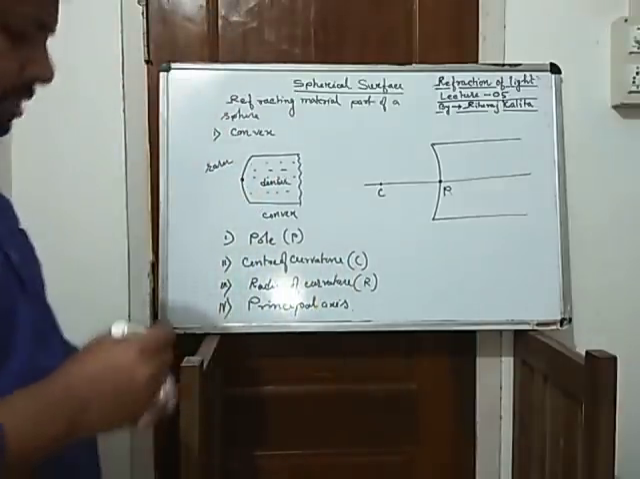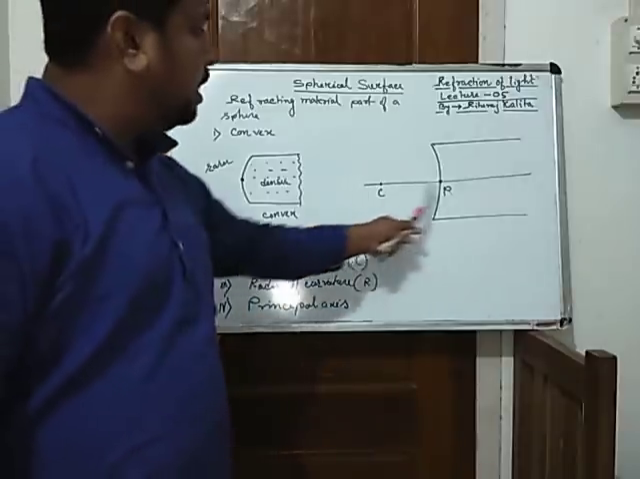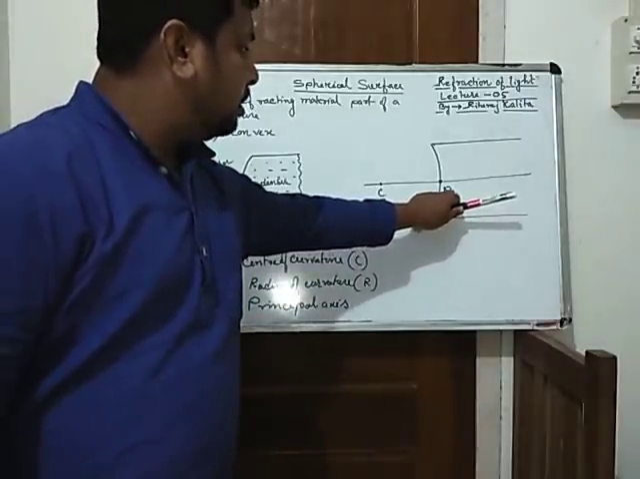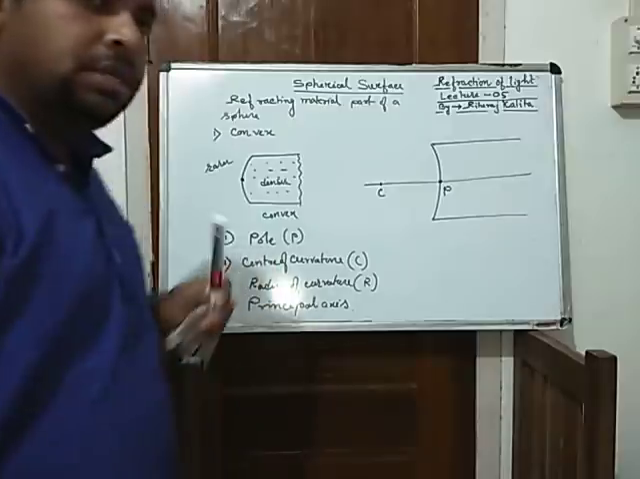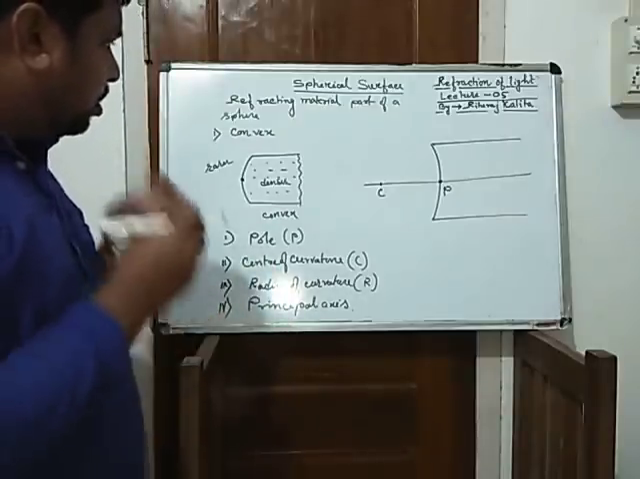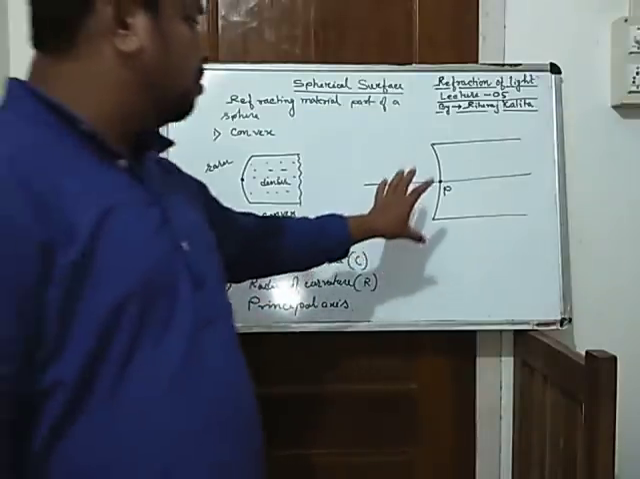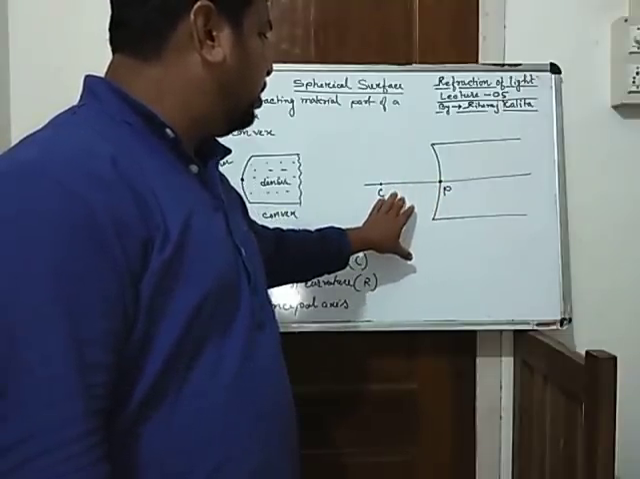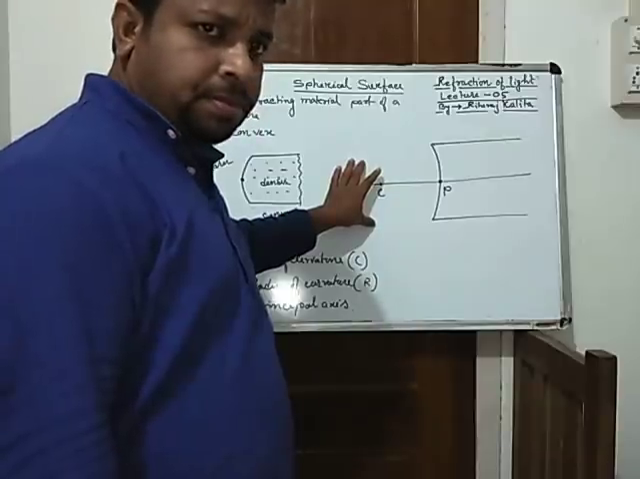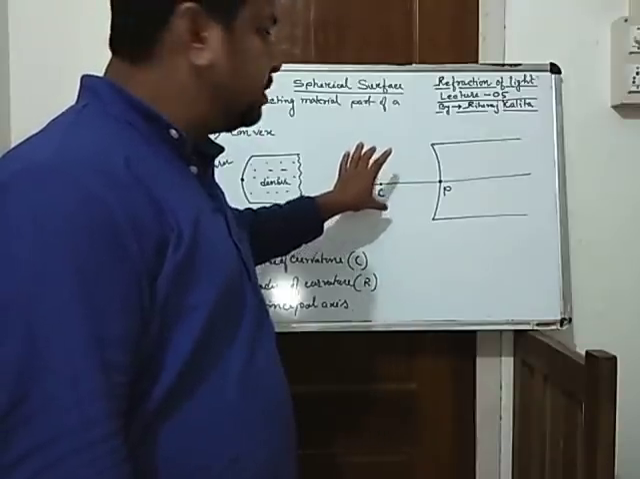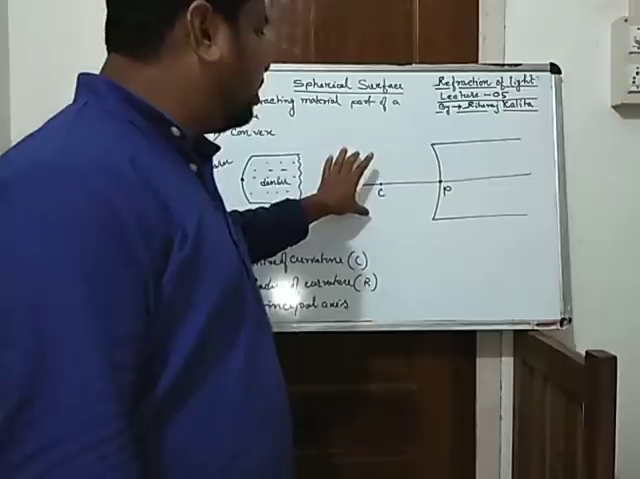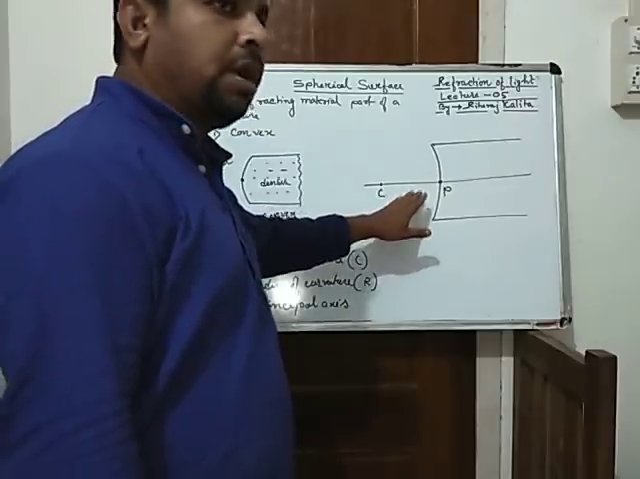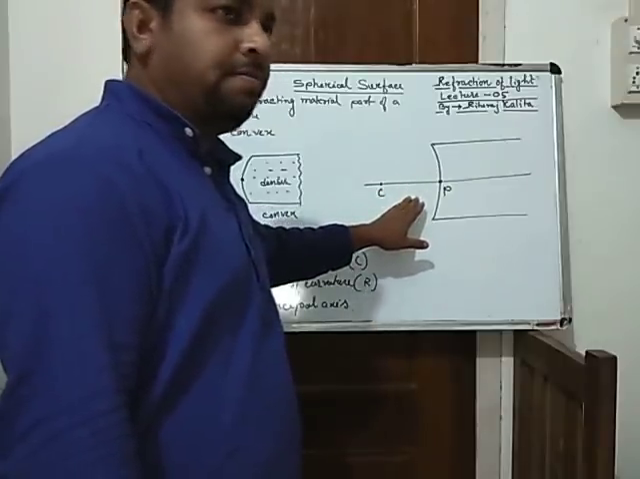Principal axis. The line passing through the center of curvature and the pole is known as the principal axis. In the case of a concave spherical surface, the center of curvature is obtained in the rarer medium, so its radius of curvature becomes negative.